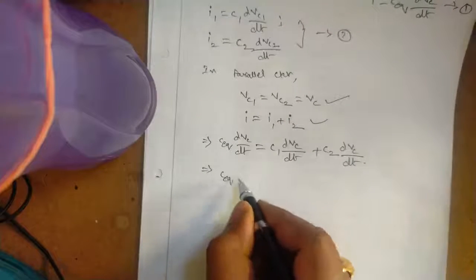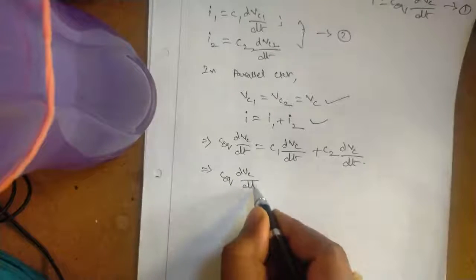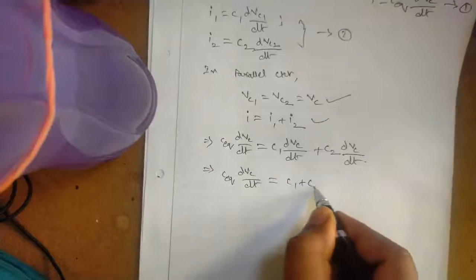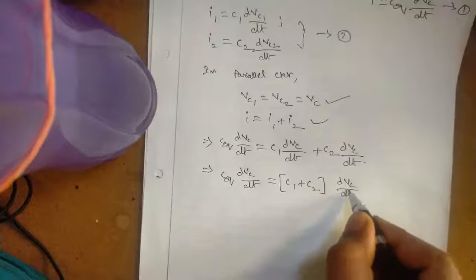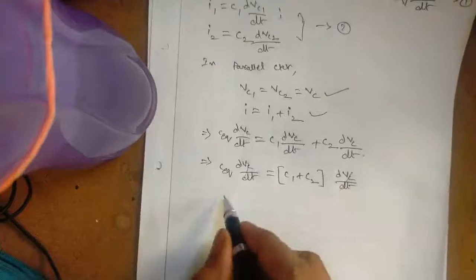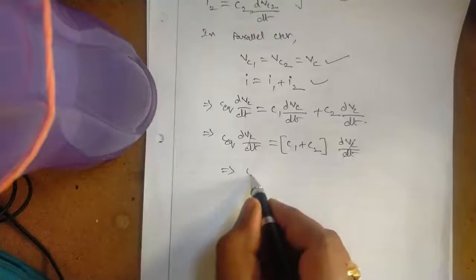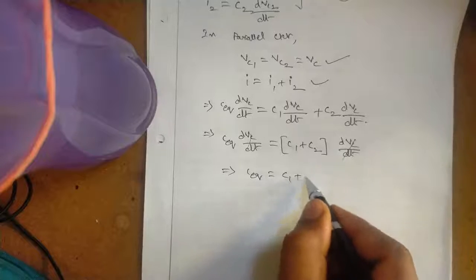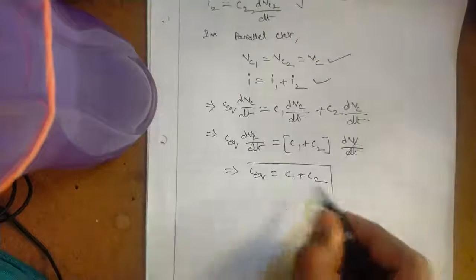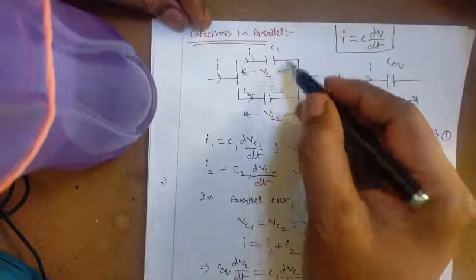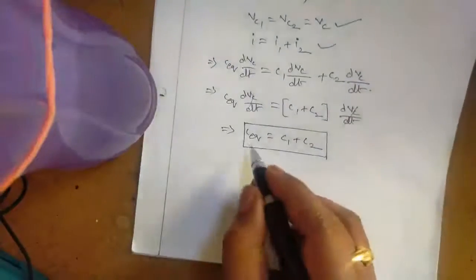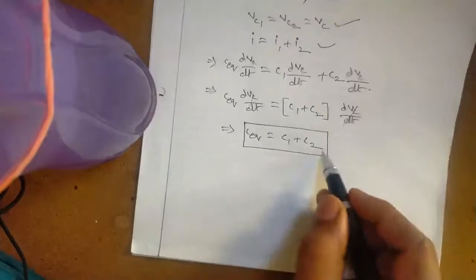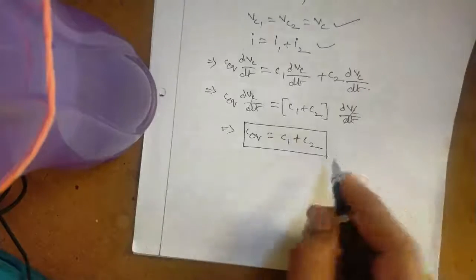Then C equivalent dVc by dt is equal to C1 plus C2 times dVc by dt. Take it as common, it gets cancelled. Then C equivalent is equal to C1 plus C2. From this expression, if two capacitors are connected in parallel, the equivalent capacitance value is equal to the sum of the individual capacitance values.